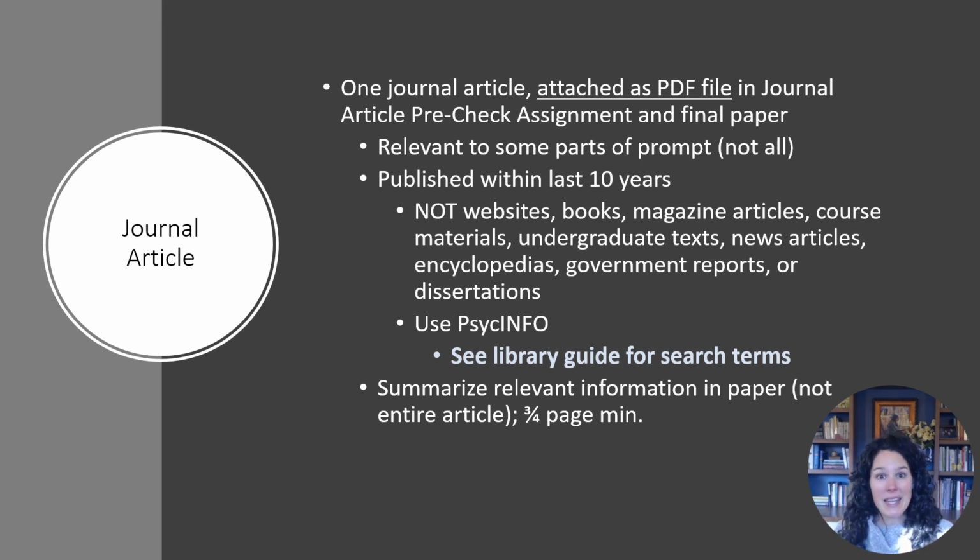And again, the library guide will have search terms that correspond to each of the 3 prompts that you're choosing from for either paper. You're going to pull out what's relevant, again, not everything from the journal article, and have at least 3/4 of a page from the journal article in your paper. You can put it all in one section, or you can disperse it throughout the paper.